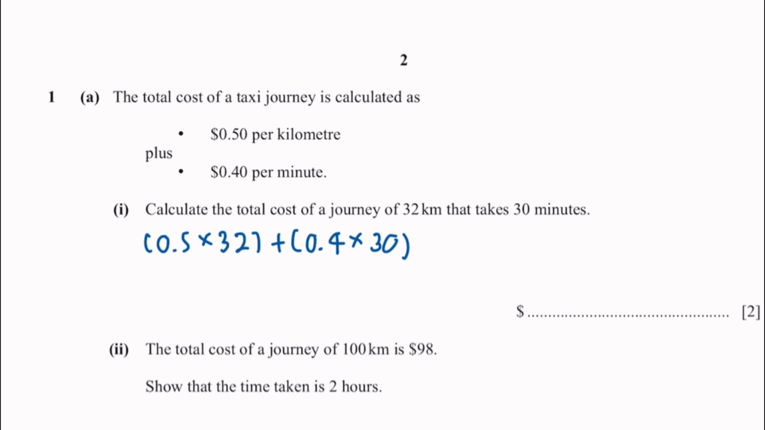Because it takes 32 kilometers and $0.5 per kilometer, so multiply them. And it takes 30 minutes, which is $0.4 per minute, so multiply them and add them together. You get 28.